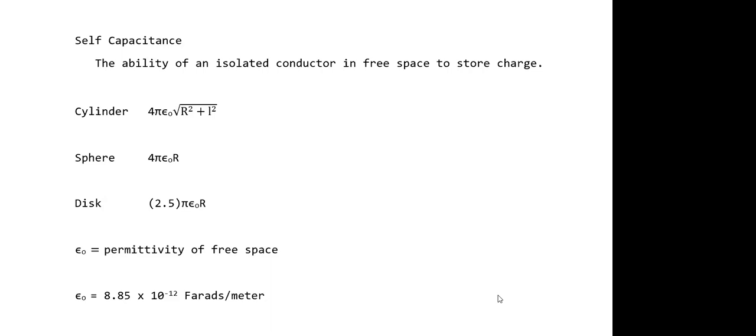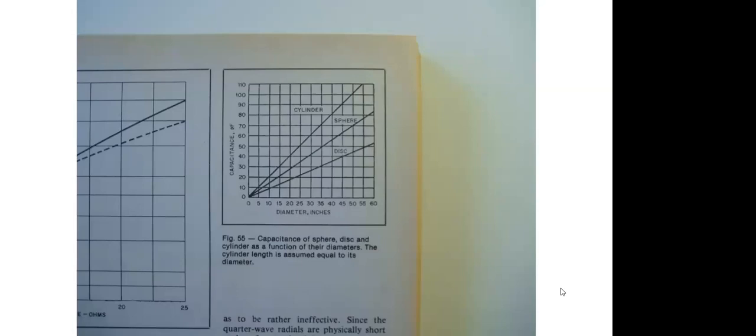The ARRL Antenna Book has this graph, which tells me that I'm going to get the most bang for my buck from a cylinder. Where am I going to find a hollow conductor in the shape of a cylinder?